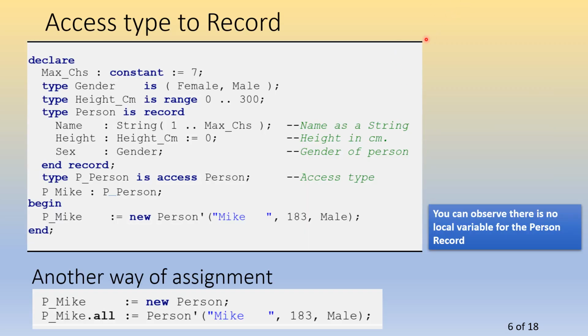And how do you define the access type for records? Here is one small program wherein you define a record containing the name, height, and gender, and this one is accessing the person record. So this is the access type, and the variable for this is defined as an access type, and you are using a new here. Again, the new is used without a local variable. If you want to use a local variable, you can, but you have to use aliased for this. And how do you assign the values? One way is to assign directly with a new person. Another is new person and assign P_mic.all, person Mic, 183, male. Like this you can assign.